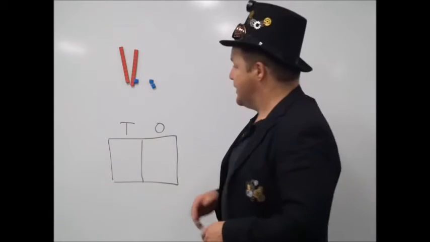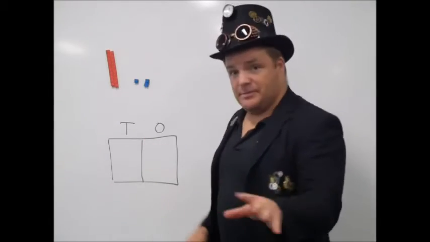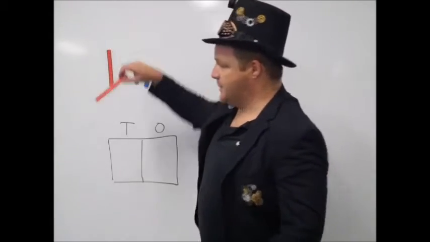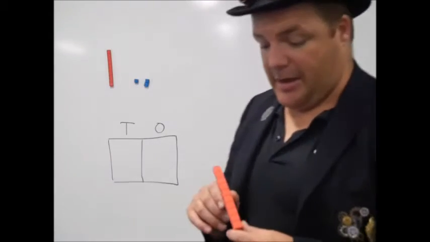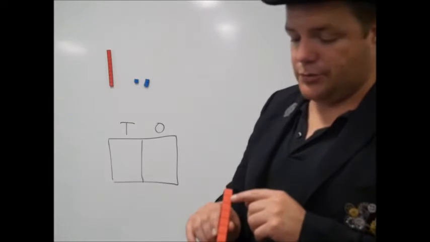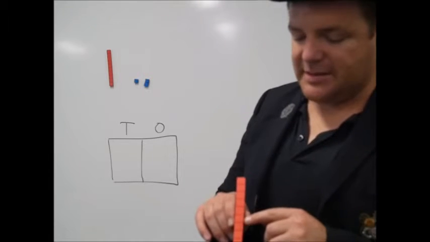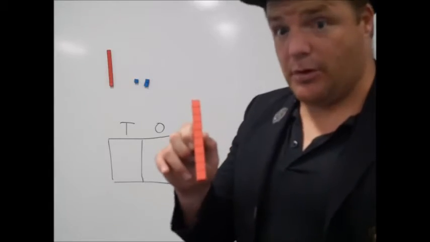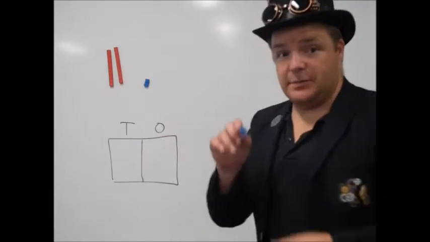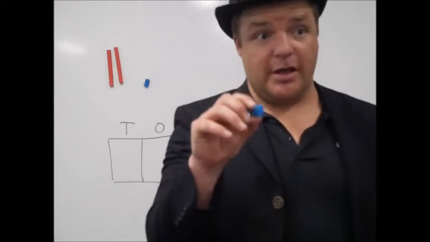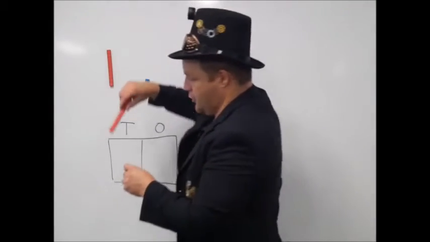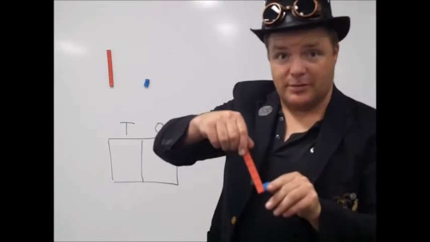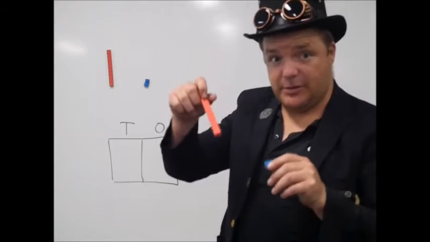or just counters. Now, it's important to note that if you look at this piece here, this is what we call a 10. 1, 2, 3, 4, 5, 6, 7, 8, 9, and 10. So this is always worth 10. This one here is a single unit. It's worth 1. It's 1 cube. And this is worth 10 of these.